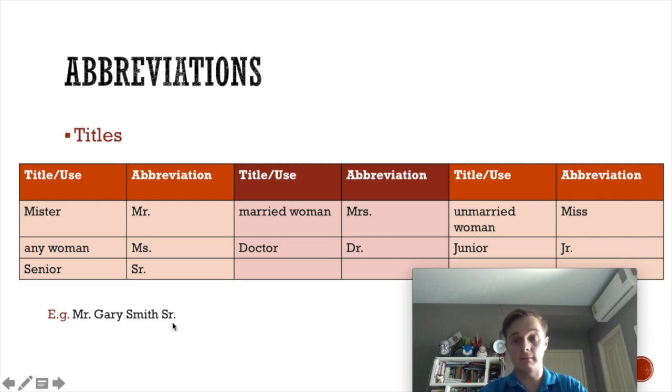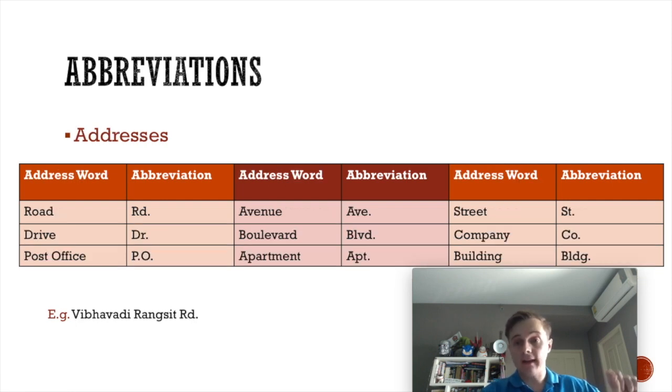M-R, period, means Mr. S-R, period, means senior. Okay, when we are writing an address, so where a place is, we often use abbreviations to make it shorter. So for road, we can use R-D, period. For the word avenue, A-V-E, period. For the word street, S-T, period. For the word drive, D-R, period, which looks the same as doctor, but if you're writing an address and you see D-R, people will understand that you're referring to a drive. The word boulevard, B-L-V-D, period.